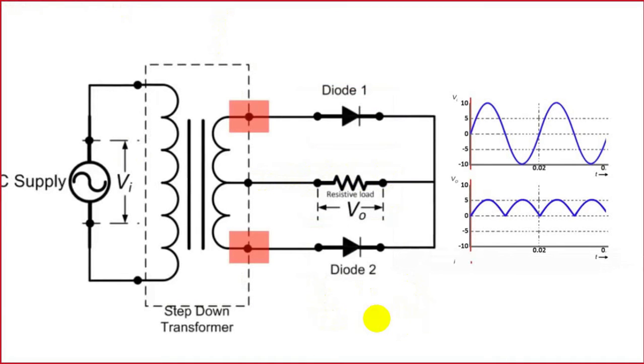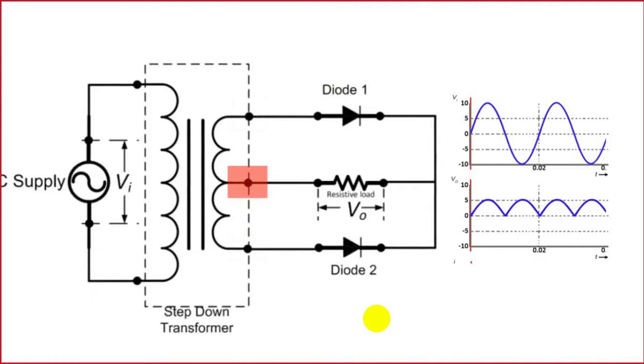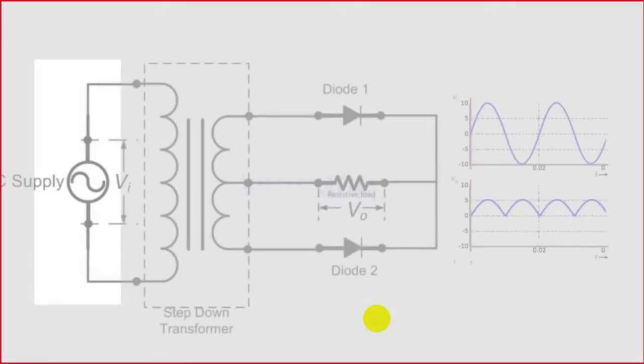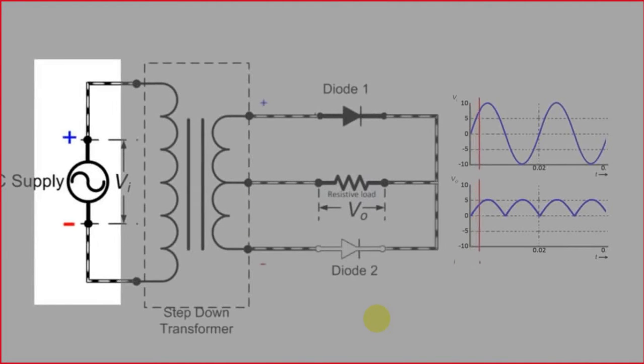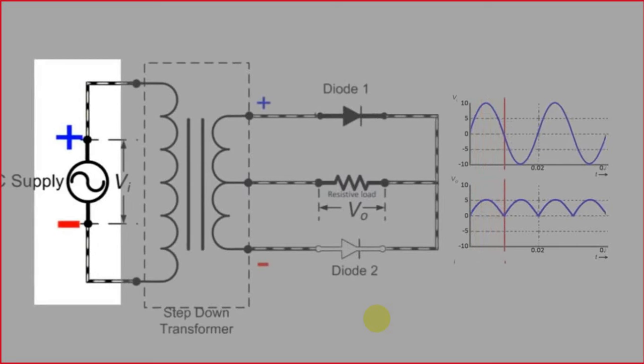So two diodes have been used, one over there, and this is the ground point or 0 voltage of the center tap transformer. Now let's see how it works. We apply the AC voltage at the input.